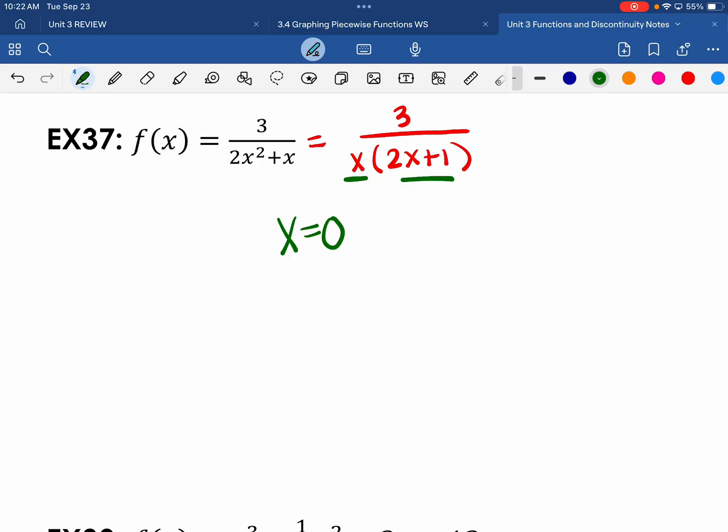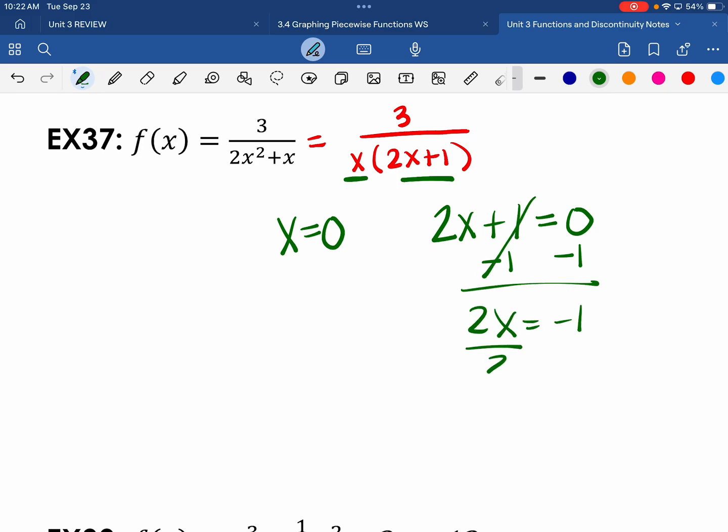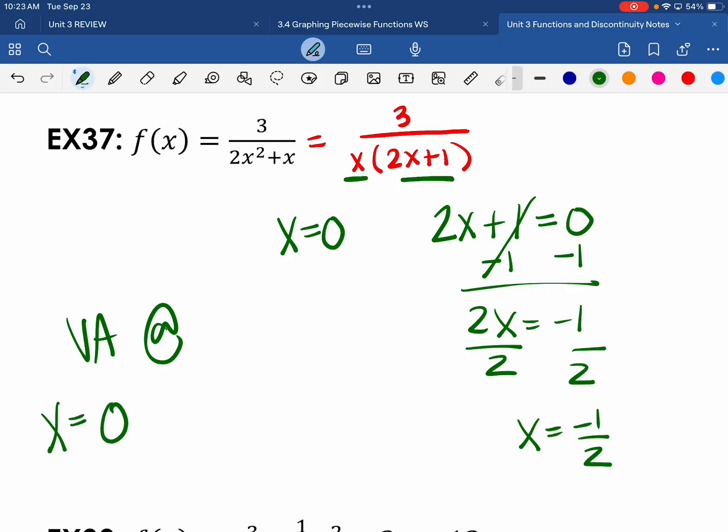All right, there's nothing else you can do. One of your vertical asymptotes is going to be at x equals 0. And then we're going to take the other one, 2x plus 1, and equal it to 0. Subtract 1. Divide by 2. And you get -1/2. So we would have 2 VAs at 0 and -1/2.